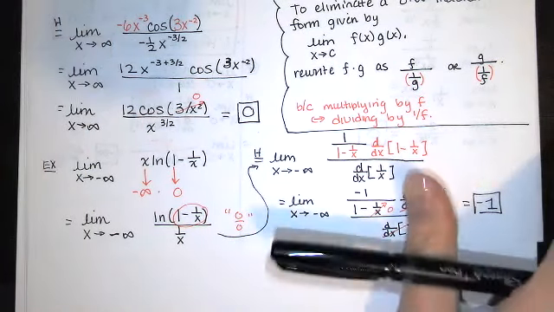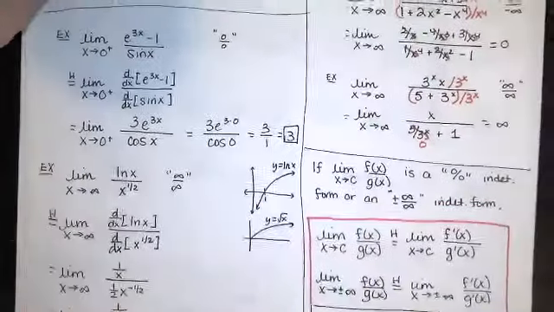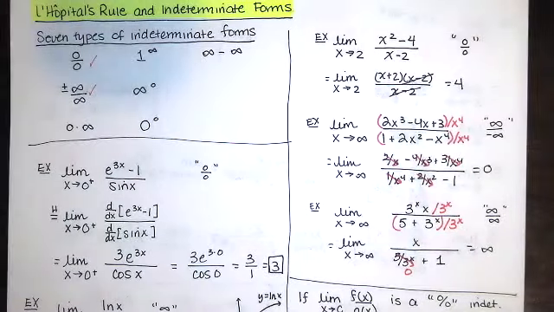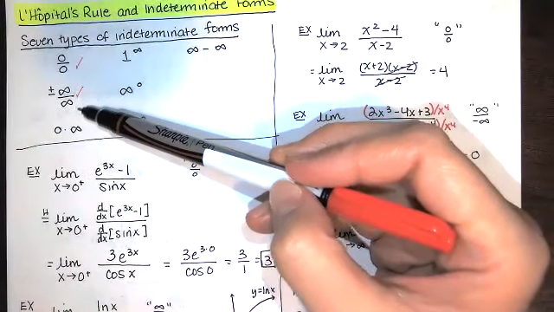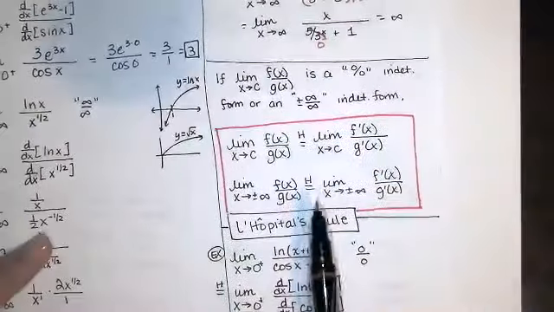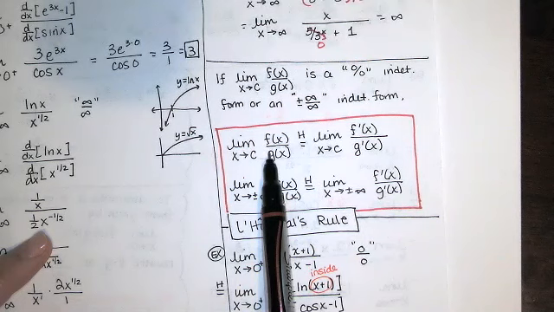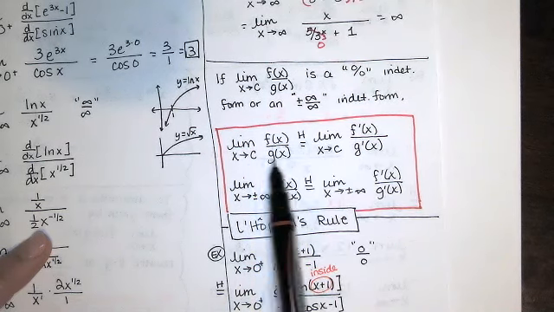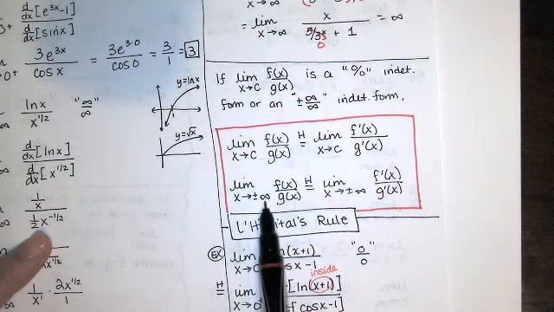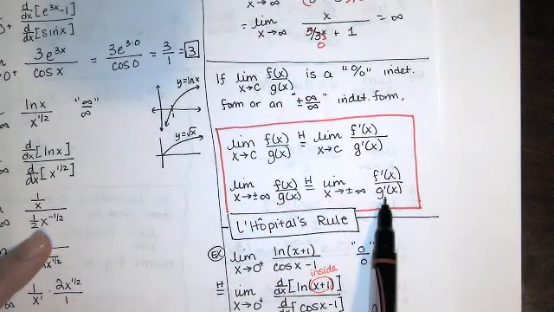So that's our answer. Okay, so let's go back to our 3 types of indeterminate forms. If it's a 0 over 0, or plus or minus infinity over plus or minus infinity, according to L'Hôpital's rule, the limit of this is equal to the limit of this. And if this c isn't a constant, but it's plus or minus infinity, it still works.